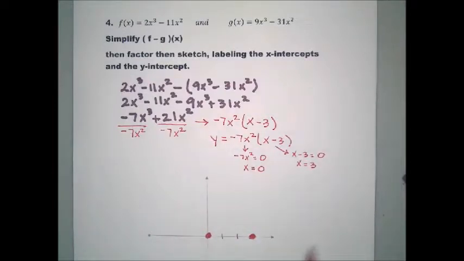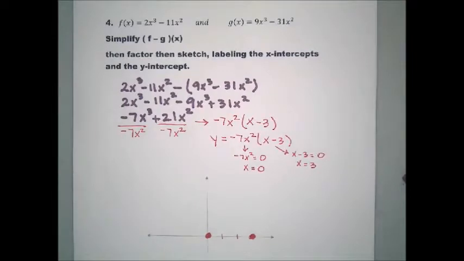Now, remember what happens. X equals 0 is a multiplicity 2, so it's a bounce. X equals 3 is a multiplicity 1, or a single, so it's a pass-through. Now, we just have to figure out where do we start. Is it high to low, low to high? What's the end behavior?